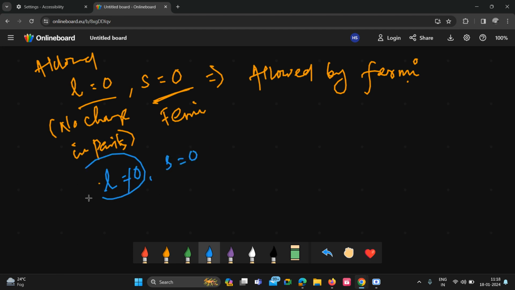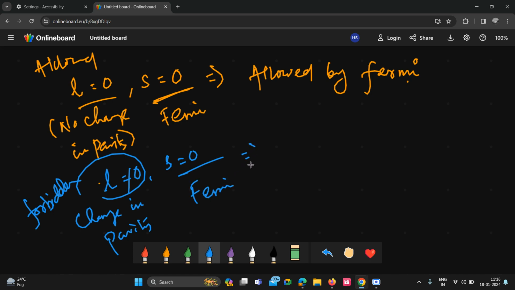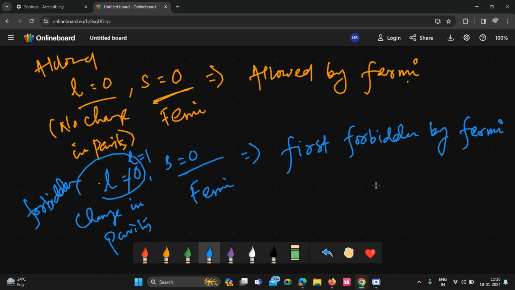Now L not equal to 0, S equal to 0: what can I say? L not equal to 0 means change in parity. When there is a change in parity, the reaction is not allowed, that means it's forbidden. And S equal to 0 means Fermi. So for example, L equal to 1 gives first forbidden by Fermi.